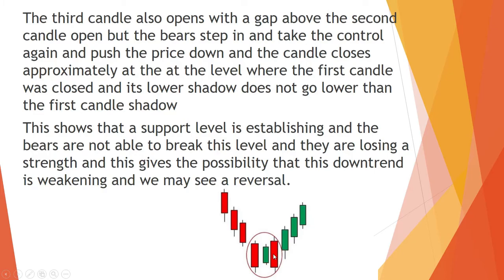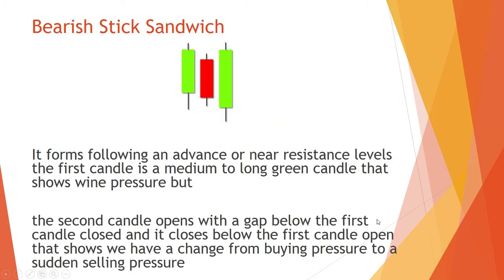We see that the bears were going on well, and then they didn't break this level here, and when they started again, we see that there is a reversal of the downtrend. This shows that a support level is establishing, and the bears are not able to break this level. They are losing strength, and this gives a possibility that this downtrend is weakening, and we may have a reversal. As we can see here, we have a reversal of going up instead of going down like the previous session.